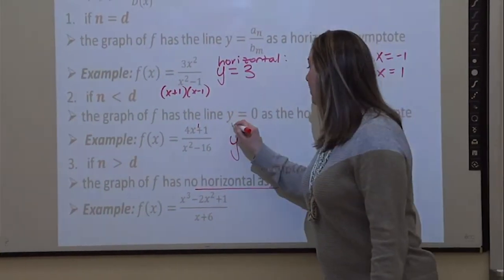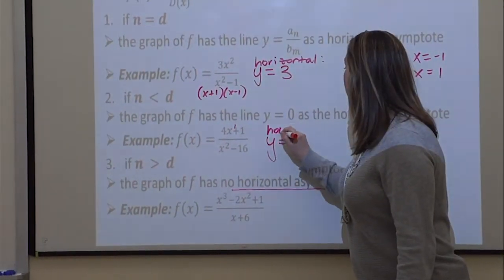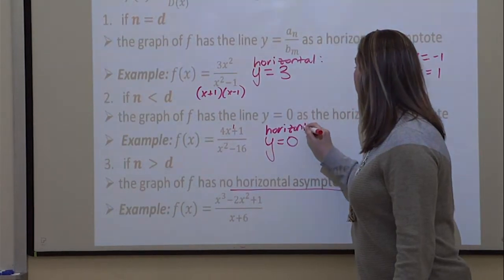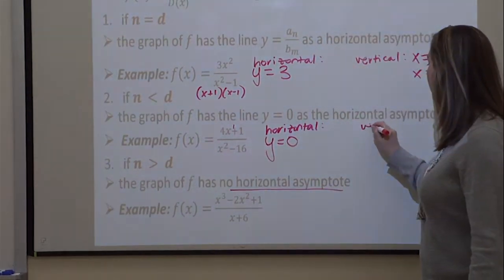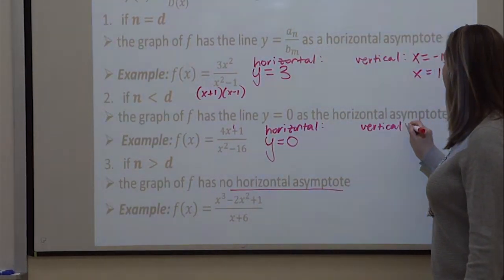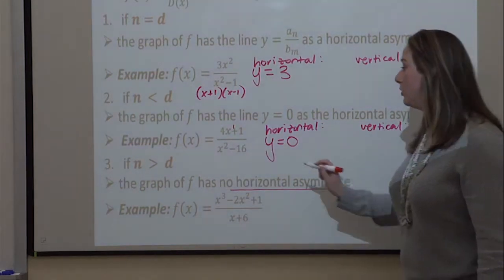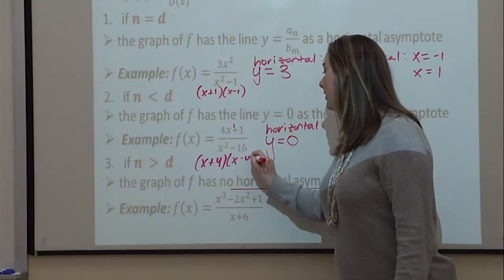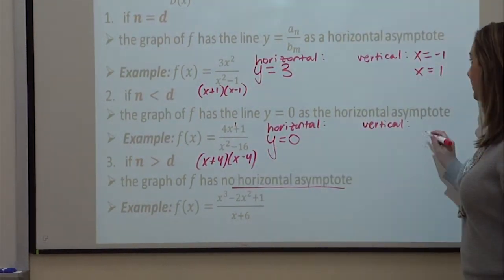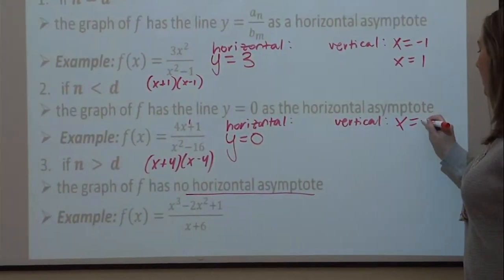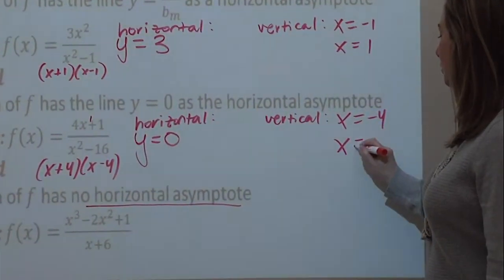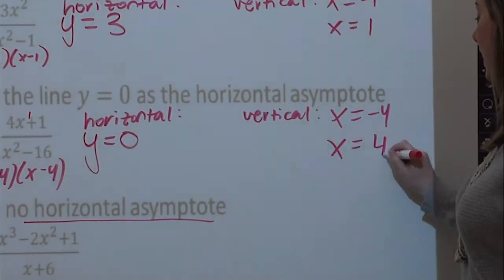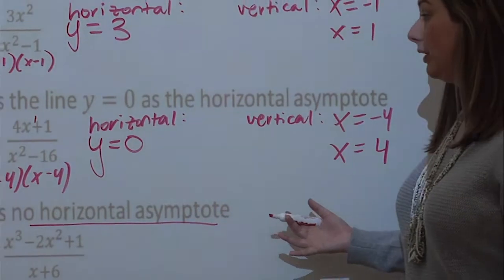For this problem, let's take a look if we have any vertical asymptotes. So my vertical asymptotes, again, I'm going to factor the denominator to be x plus 4 and x minus 4. Set each of those equal to 0 and solve. And I'm going to get vertical asymptotes at x equals -4 and x equals +4.